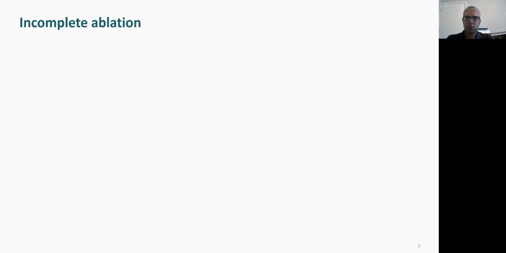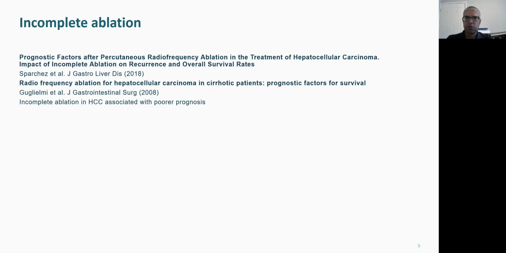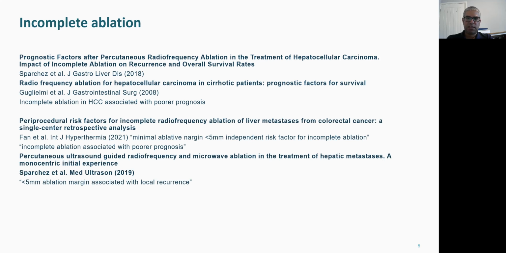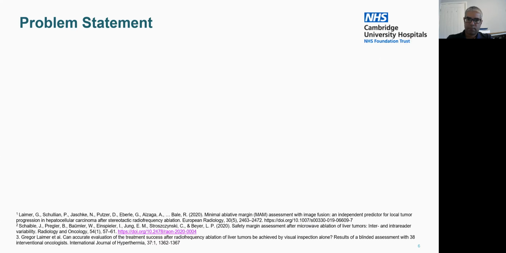And so we come to what's the consequence of incomplete ablation? Well, what's been known for quite a long time, both for HCC and for other types of tumor, is that if you get incomplete ablation, you're more likely to get local recurrence, or recurrence at the treated site, and this does actually have an effect on prognosis and overall survival. And there's quite a lot of data to indicate this, both in the HCC population and also in the liver metastasis population.